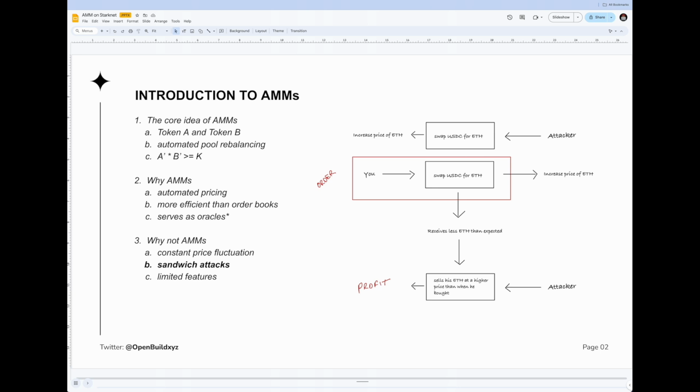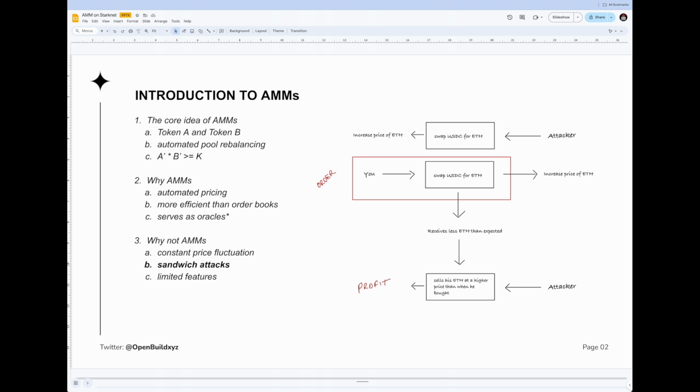So you will be getting ETH at a higher price. So the expected amount of ETH that you're getting is going to be less than the actual amount you get, right? So the attacker at the end, because the attacker bought ETH at a certain price, then he increases the price, and then you buy the ETH and you increase the price again, the attacker is going to end up profiting from that trade. And that is what is called a sandwich attack. And these AMM systems allow these types of attacks, and these are very common in blockchain.